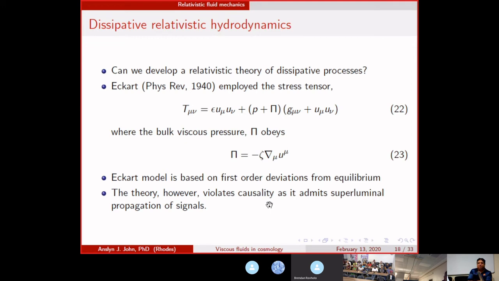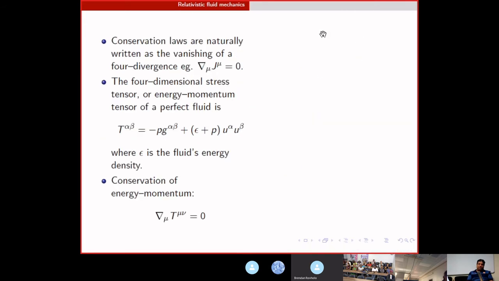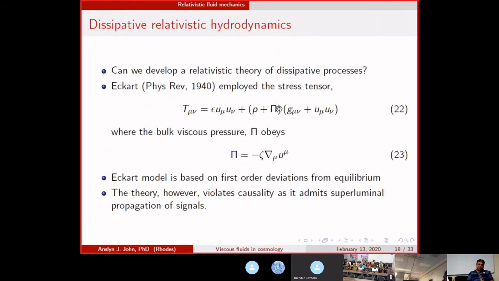Okay, so we now have seen how to do hydrodynamics in relativity, but can we do dissipative hydrodynamics in relativity? Okay. So this subject goes back to Eckart in 1940, and he proposed the following stress tensor, which looks a lot like the stress tensor here, except now the pressure has got this extra term pi, which is the bulk viscous pressure. And Eckart proposed that the bulk viscous pressure obeys this relation 23, where zeta is what he uses for the coefficient of bulk viscosity. So that's the old Eckart model.